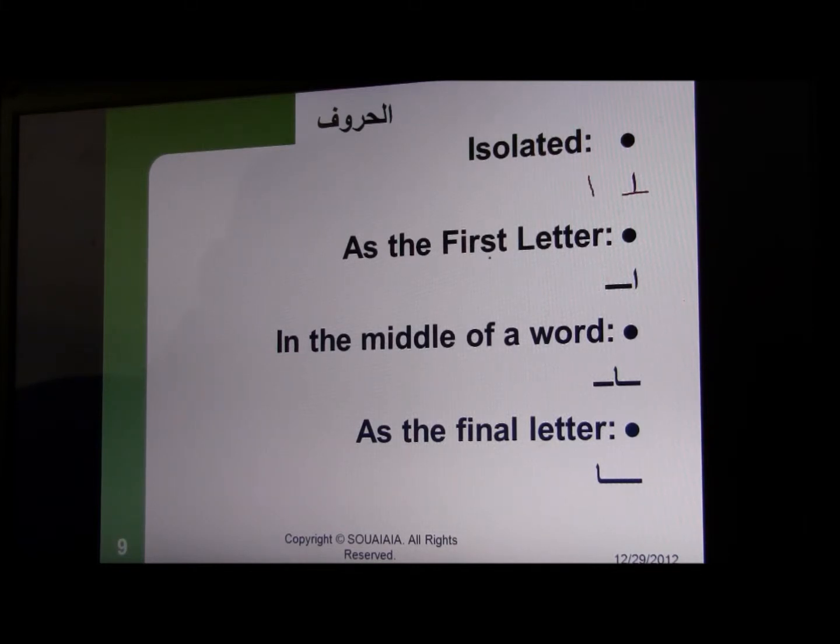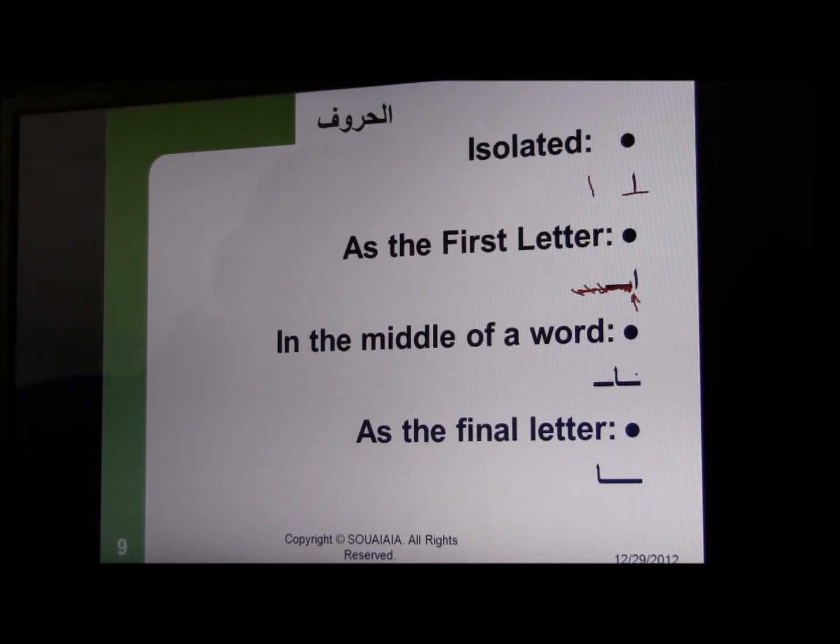If it's the first letter of a word, so the word is going to continue right here, writing some gibberish, the Aleph will be written like this. What that means, see the space there? What that means is that the Aleph does not connect to the left of it. It doesn't connect to the left. So when you start writing, you put some space, then you continue to write.